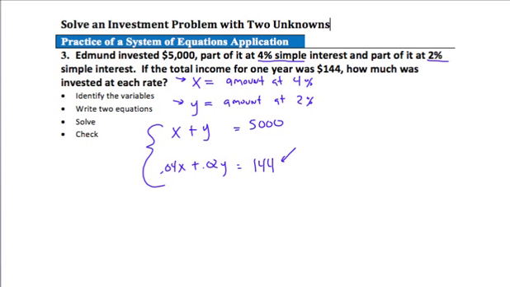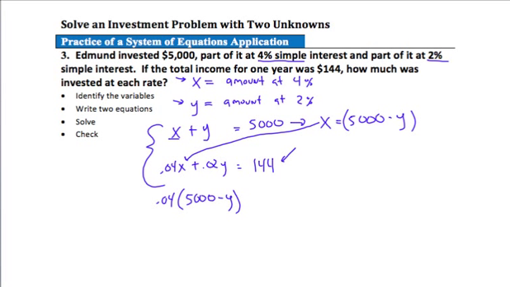So I'd isolate one of these variables. Let's go ahead and isolate x. X is going to equal 5,000 minus y. We're going to take that quantity and substitute it into our other equation for x. So I have 0.04 times 5,000 minus y, plus 0.02y equals 144. Got some decimals here, but that's not going to change the way I solve this.